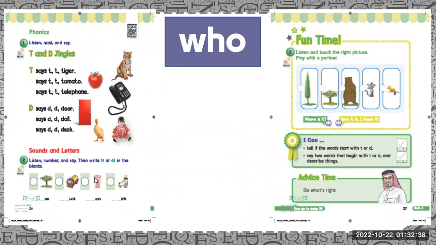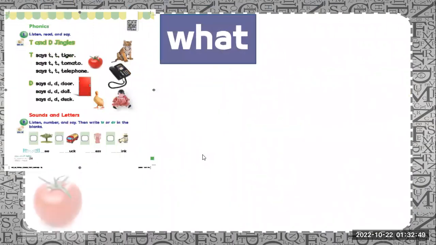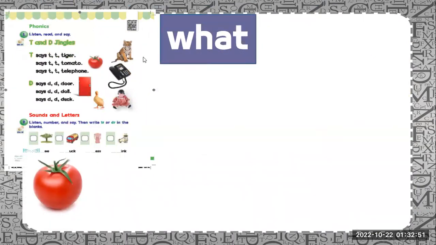When we ask about persons or people, yes, here is a teacher. Good. The second question, what? When we ask about things, first one, here we have more things.